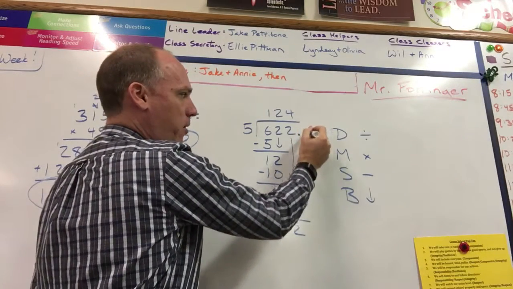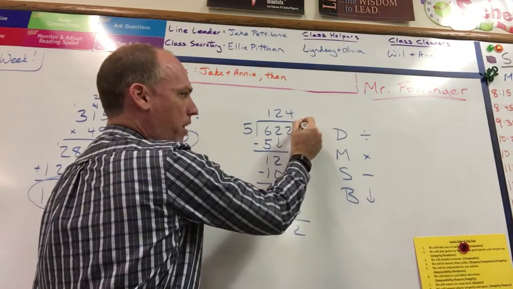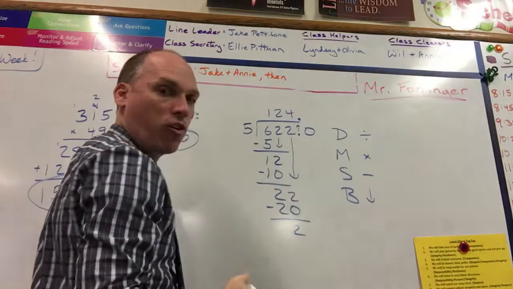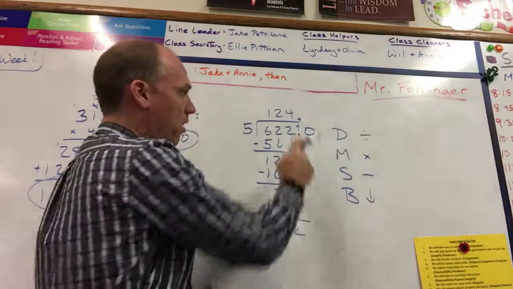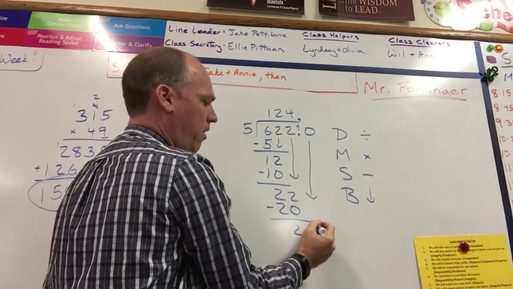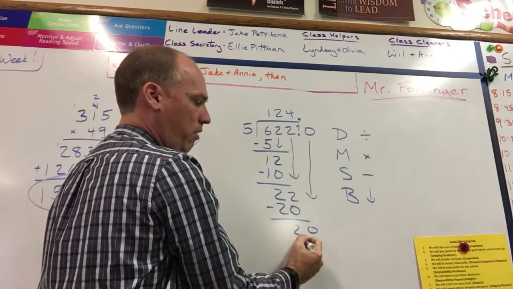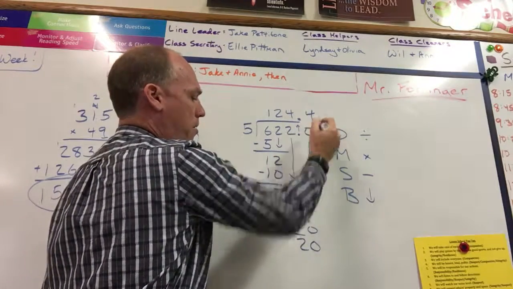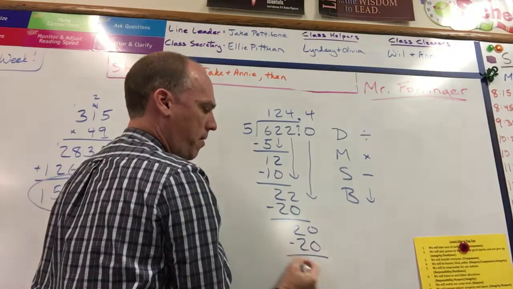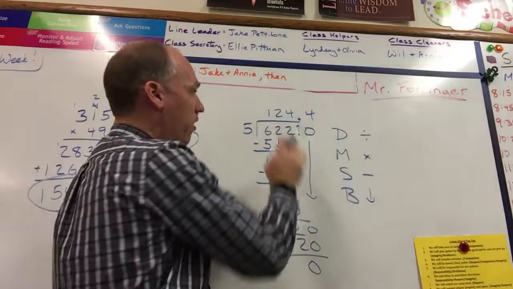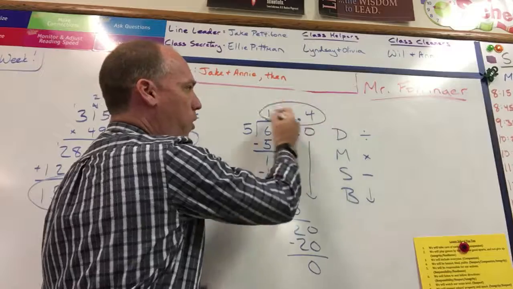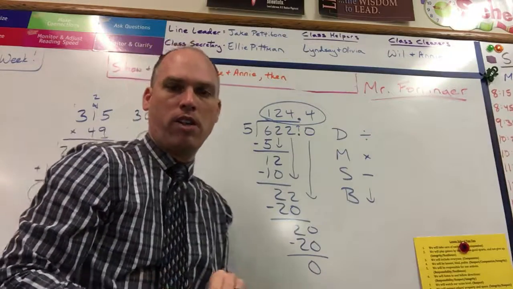If I add a decimal to our problem, I've got to bring that straight up. So it's going to be 124 point something. The 0 comes down. 5 goes into 20 4 times again. And now I don't have any remainder, so 124.4 is a reasonable answer.